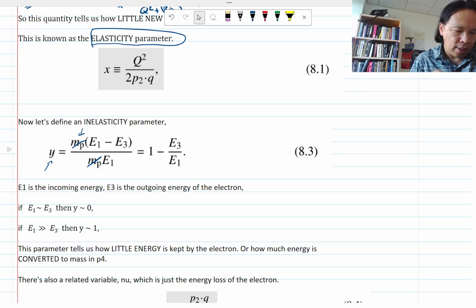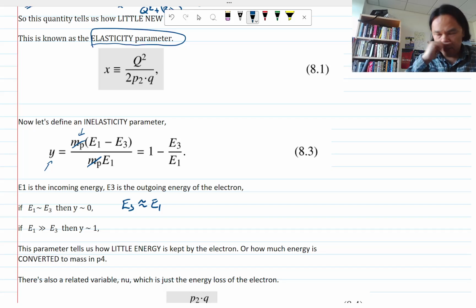The reason this is called the inelasticity parameter is that, in an elastic collision, E3 is going to be approximately equal to E1. Going back to chapter 7 again, when we had Mott scattering and Rutherford scattering, those are completely elastic scattering. So E3 is exactly equal to E1; there's no recoil from the proton. In this case this factor turns into 1, so 1 minus 1 is 0, and you get 0. Hopefully this makes sense to call this the inelasticity parameter.